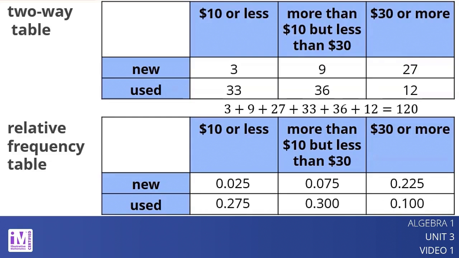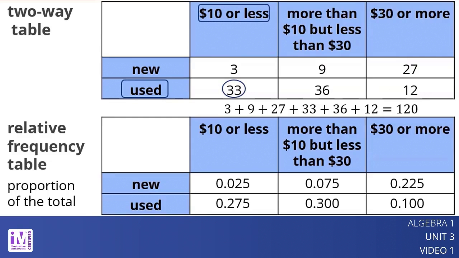The resulting two-way relative frequency table can be represented using fractions or decimals. This two-way relative frequency table allows you to see what proportion of the total is represented by each number in the two-way table. The number 33 in the original two-way table represents the number of used books that also sell for $10 or less, which is 27.5% of all the books in the dataset.